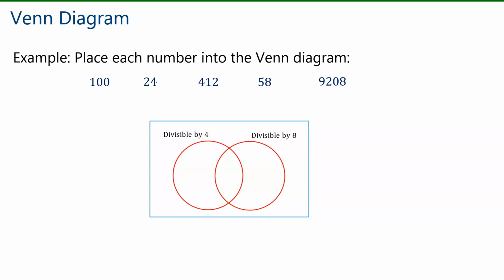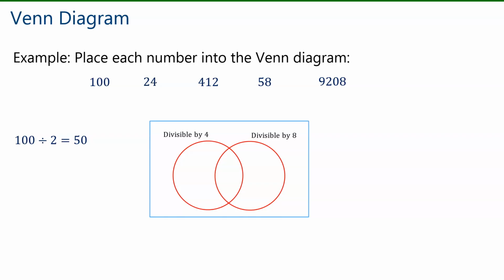So here we have to place each number into the Venn diagram. So I got my circles labeled on the left. In that circle, you put all the numbers that are divisible by 4. And on the right, all the numbers that are divisible by 8. So let's start with 100. Let's start dividing by 2 to see if it's divisible by 4 or 8.